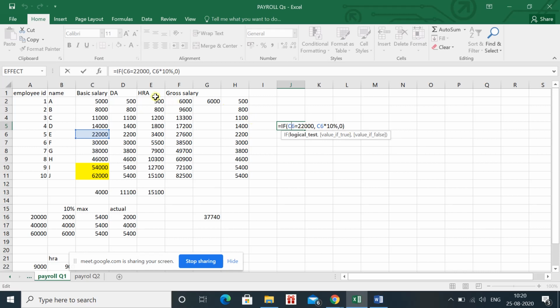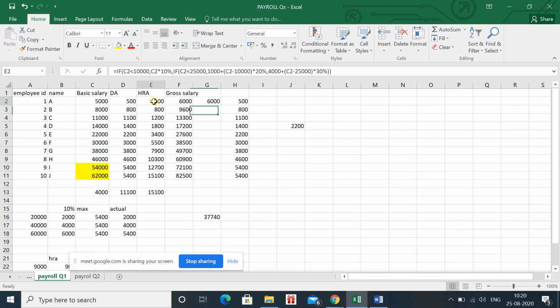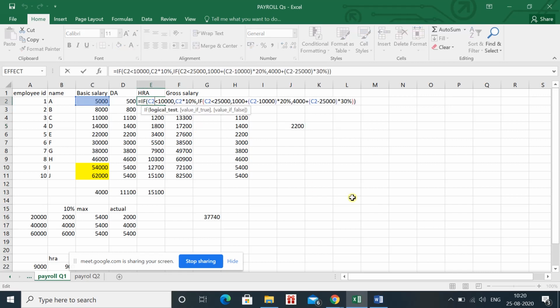So similarly, in the case of HRA, we will give some condition. If C2, meaning my basic salary, is less than 10,000, there I used the is-equal-to check. Here I am saying that if basic salary is less than 10,000, then please give me 10% of basic salary. In the first case where we are applying, this condition is satisfied, so it will give you the 10%.